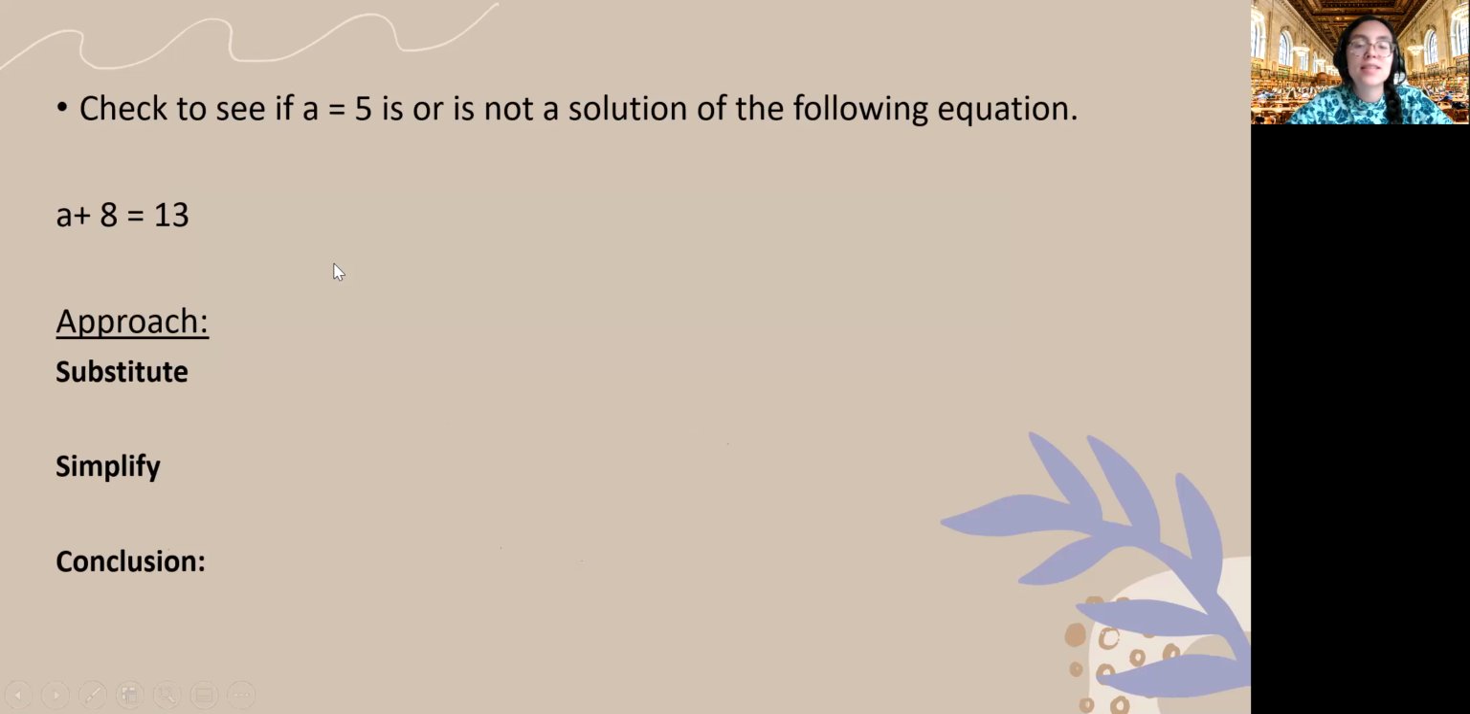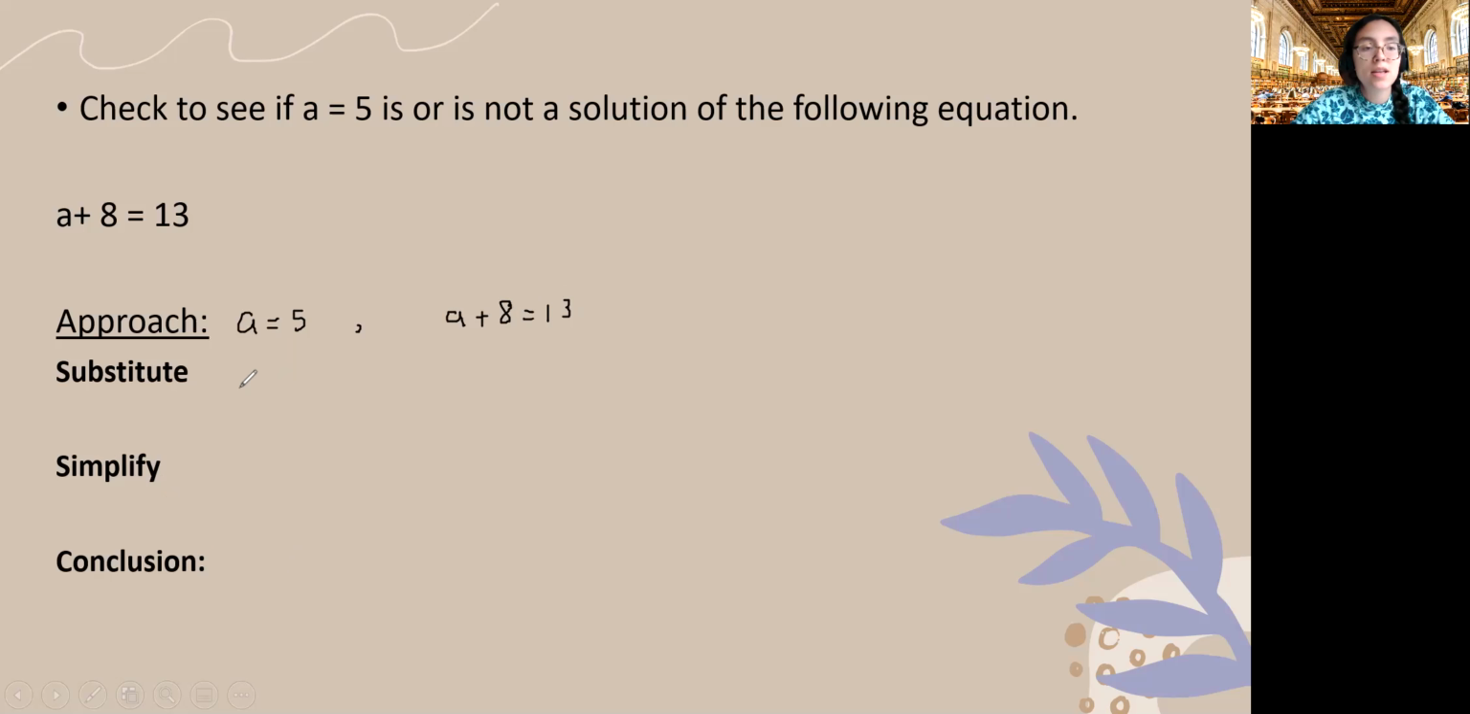And now we're asked again to check to see if a is equal to 5 is or is not a solution for the following equation. And our equation is a plus 8 is equal to 13. And our approach is going to be the exact same way. We're going to substitute a is equal to 5 for a in a plus 8 is equal to 13. In our second step, we're going to simplify. In the final step, we're going to see if it is a true or false statement.